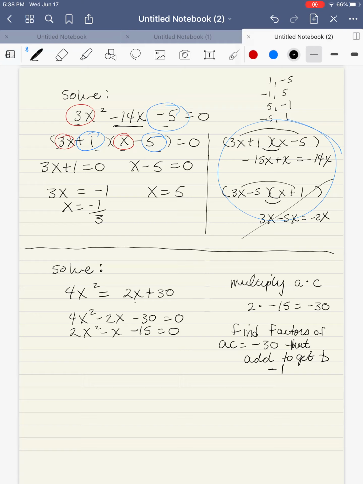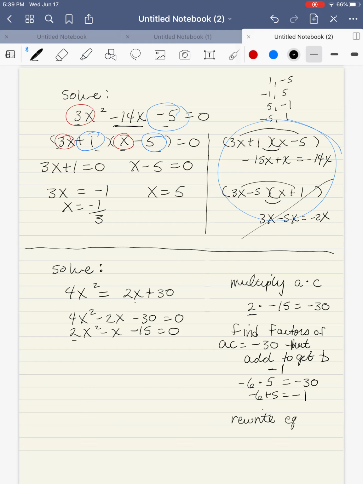So we're looking for two numbers that multiply to give me negative 30 and add to give me negative 1. So you try to figure out what those two numbers are. And hopefully you figured out that they are -6 and 5, because -6 times 5 is -30, -6 plus 5 equals -1.